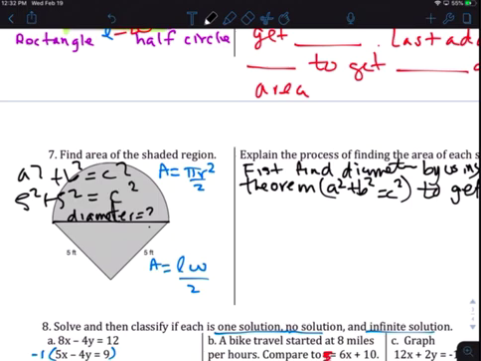I think I did not change it, did I? Sometimes I change. I think I kept 5 and 5. Nope, I didn't change it. Okay.